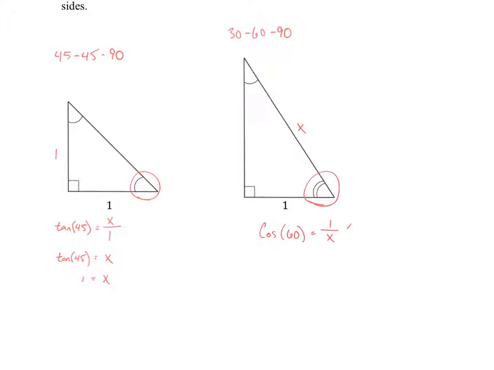So what I'm going to do first is I'm just going to multiply both sides by x, right? And what that's going to do is over on this side, it'll allow me to cancel those. And on this side now I'll have x times cosine of 60 is equal to 1. And now I can finally get x by itself by dividing both sides by cosine of 60.